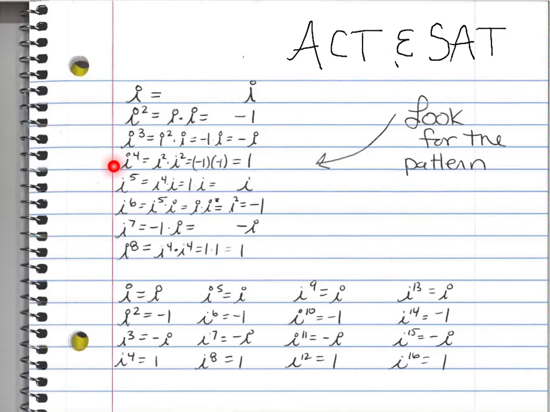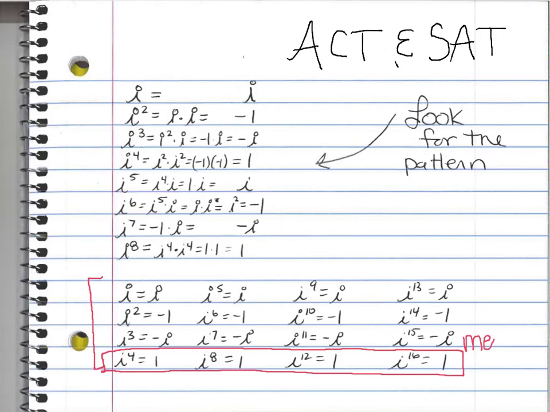If I want to figure out i to the fourth, that's i squared times i squared. Remember, i squared was negative 1, so negative 1 times negative 1 is positive 1. And if you look for the pattern, it just repeats. What you really should key in on is anything to the fourth power is always equal to 1. That's what you have to remember. Any power of i to the fourth is always equal to 1.